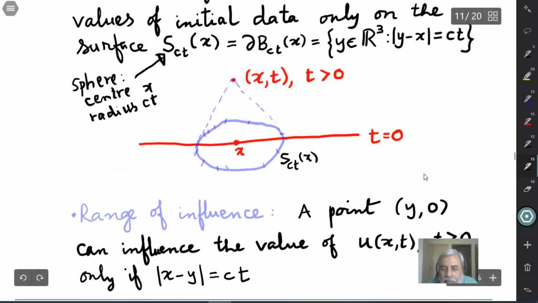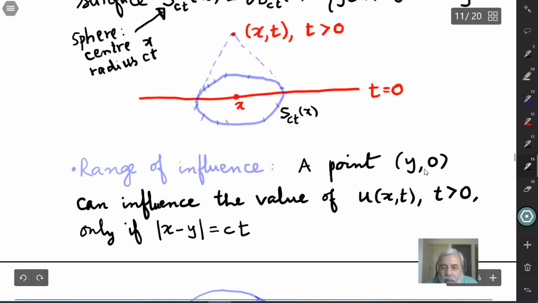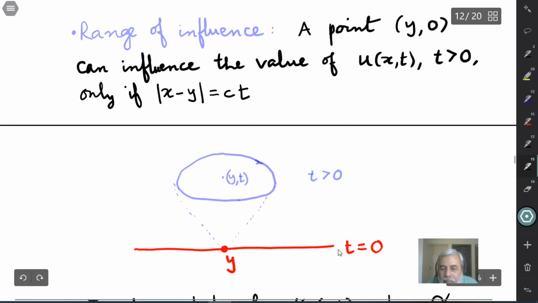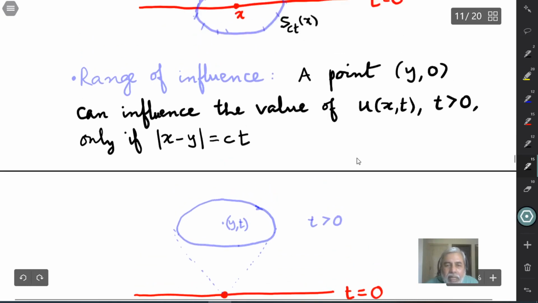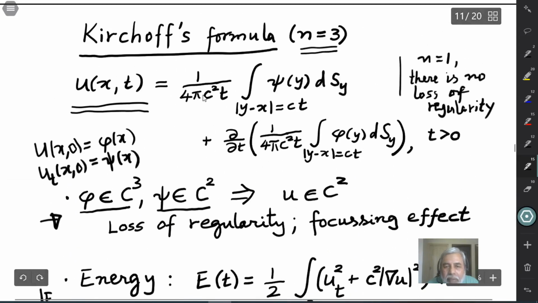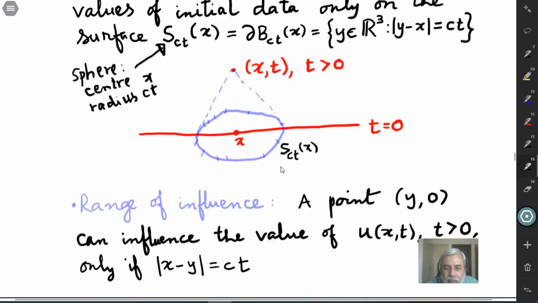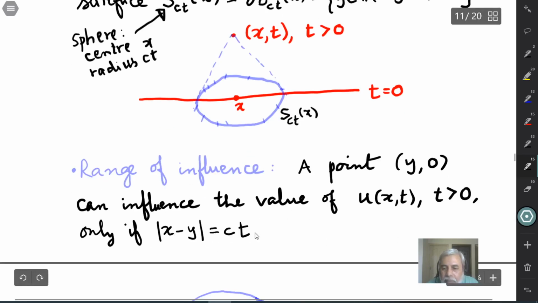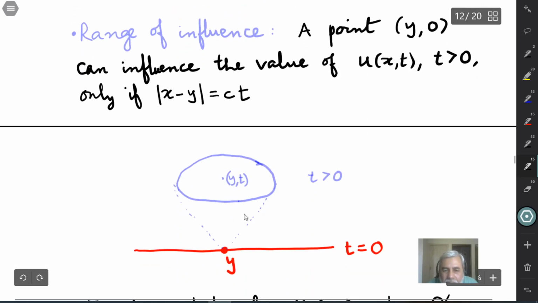And range of influence, so it's the reverse phenomenon. A point in the initial space t equal to 0, where all can it influence the values of u at (x,t), for which x can it contribute something to the value at (x,t)? So that is the range of influence. And again, looking at the Kirchhoff formula, this depends only on this sphere again. So this y should lie on this sphere. If y does not lie on this sphere, then it will not contribute to the value at (x,t). So this range of influence is again a sphere at t equal to 0.